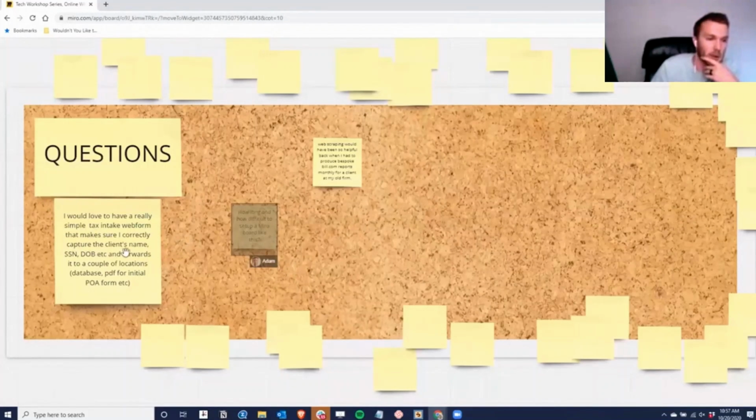Simple tax intake web form. Yes. And there are definitely important considerations there about data security. What do you want to put on the form? What do you not want to put on the form? But that's a great use case.